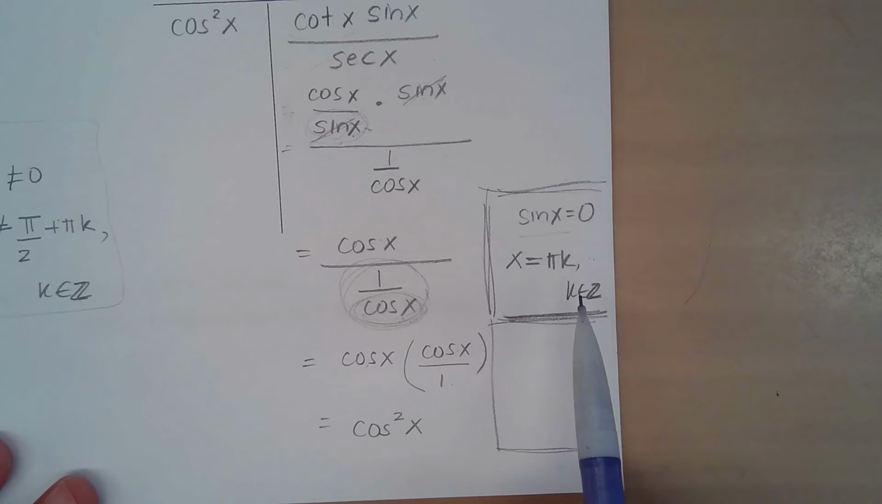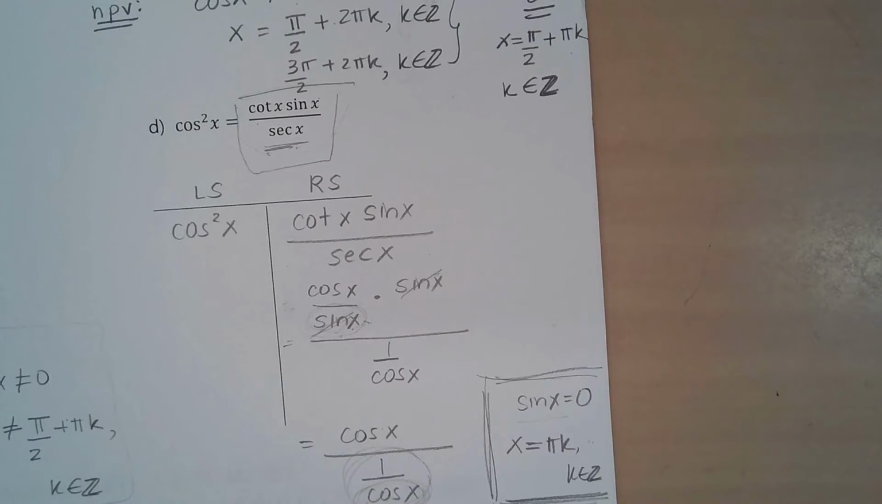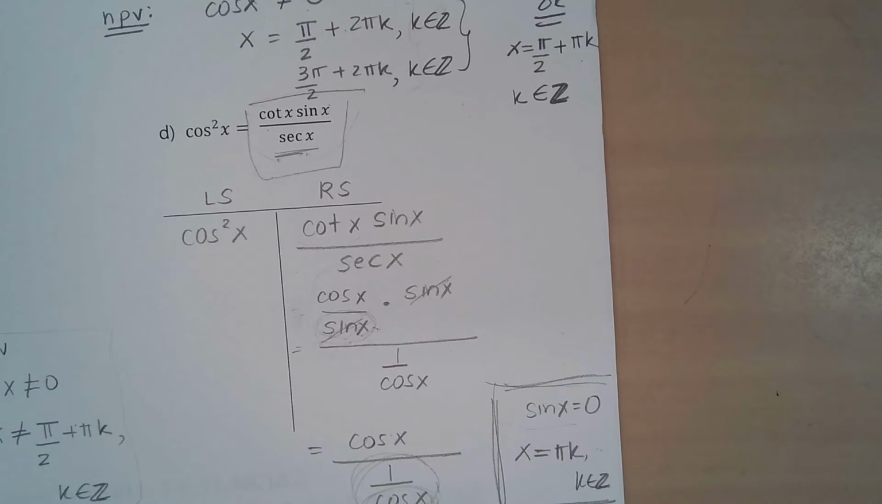No asymptote. So does that mean there are no non-permissible values? So that means there are no non-permissible values. Let's go pi k. It's at 1. Okay, and now let's go back to this.